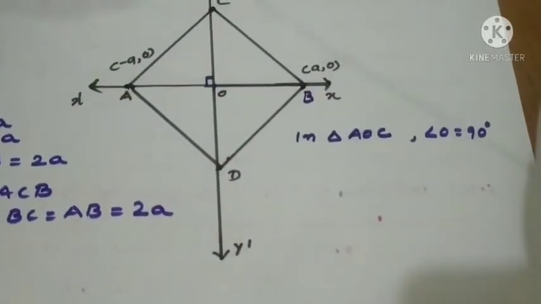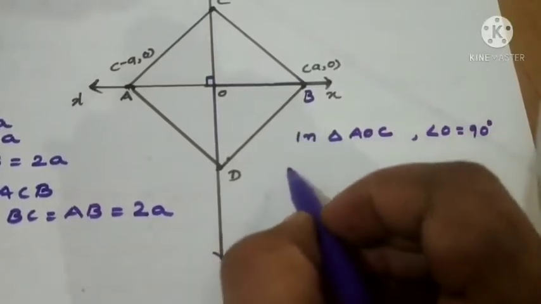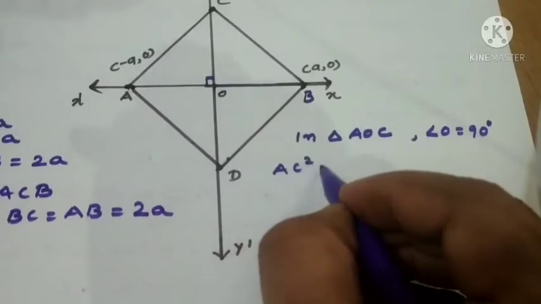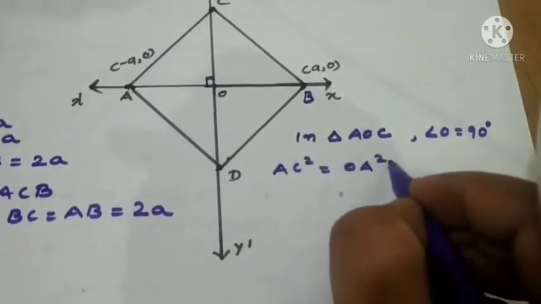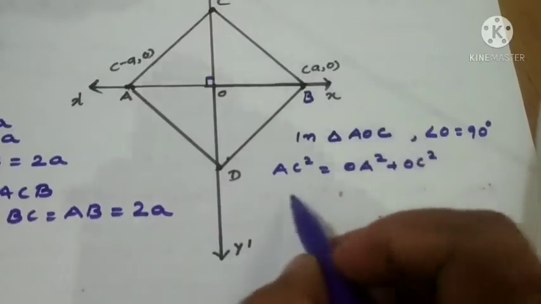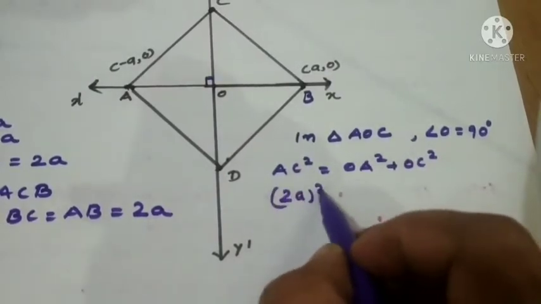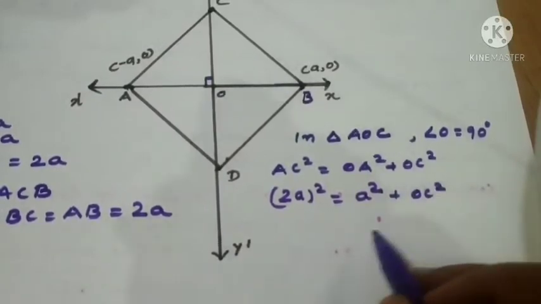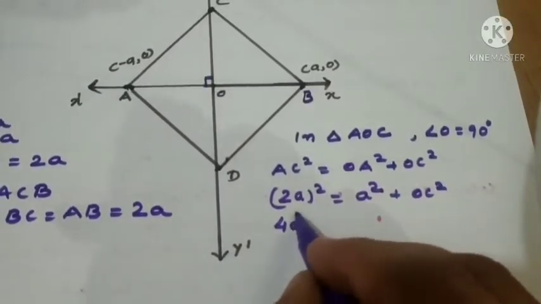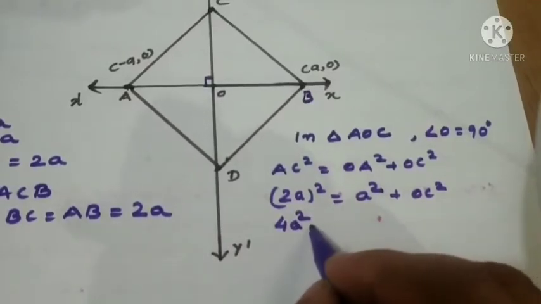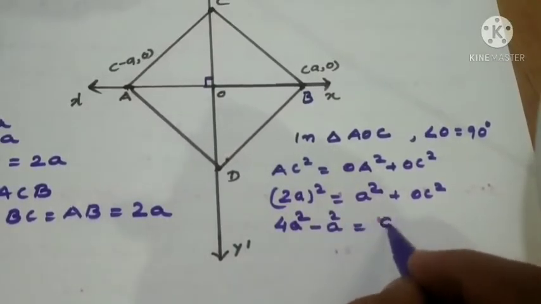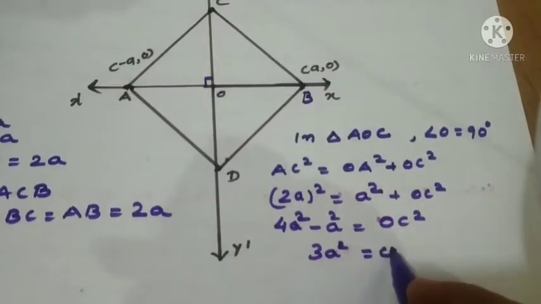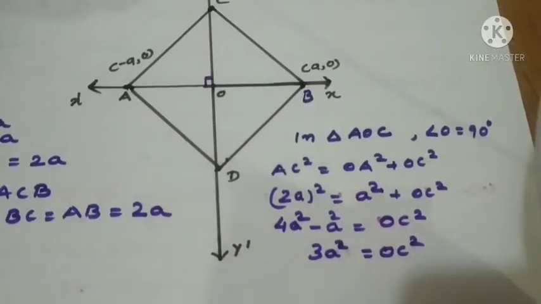So by Pythagoras theorem, what can we write? AC square equal to OA square plus OC square. That means (2A) whole square equal to A square plus OC square. So (2A) square is 4A square, and this A square I am bringing to this side. So 4A square minus A square equal to OC square. 3A square equal to OC square, right?